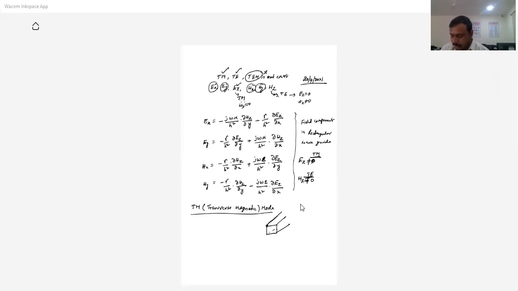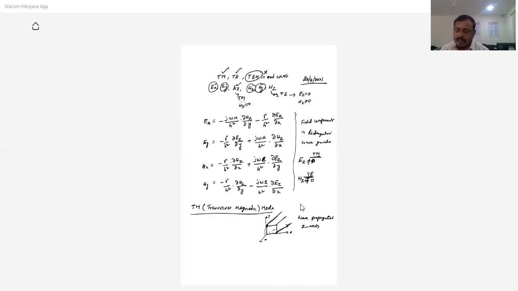Please listen carefully. We have the axis like this: the x-axis, the y-axis, and the z-axis. That means the wave is propagated in the z-axis. So that's why, because the wave is in the z-axis, there is no field component in the z-axis.